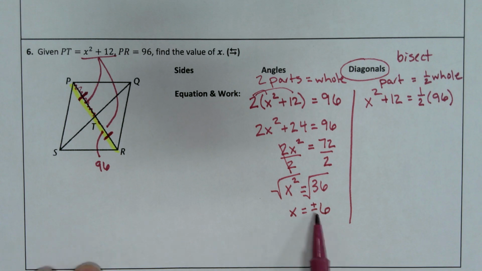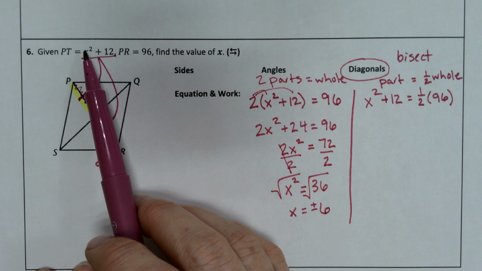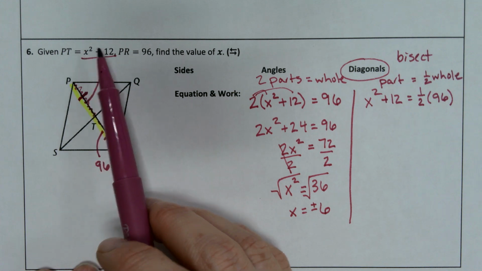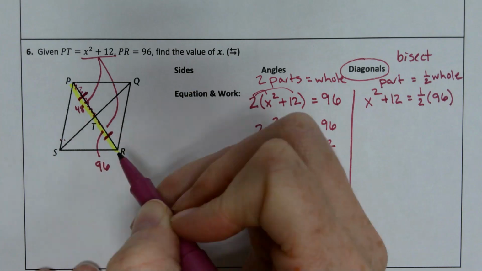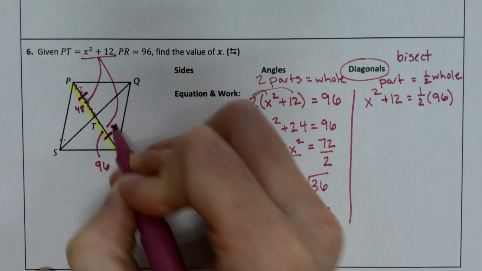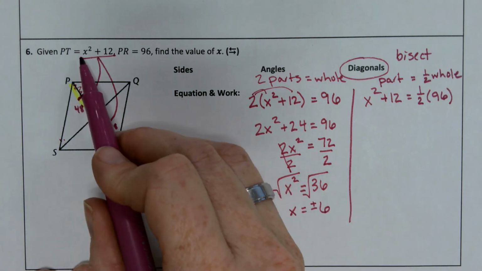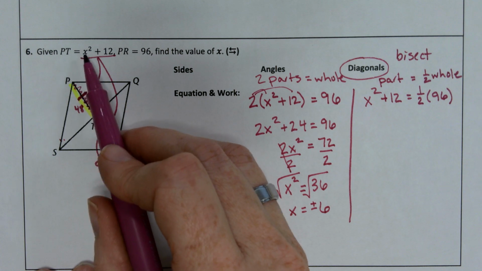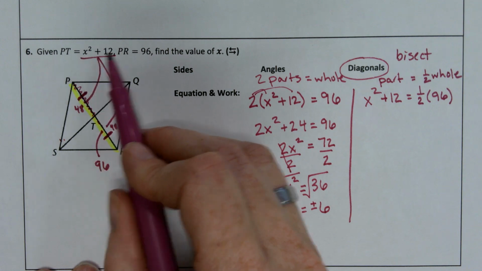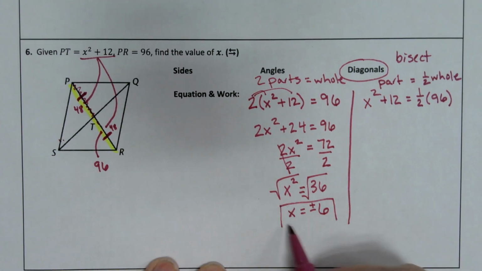If I imagine plugging that back in to make sure both answers work, positive 6 squared would be 36, plus 12 more would mean that this segment right here is 48. If this one is also 48, that would add up to be 96, so it looks like positive 6 works. If I do negative 6 squared, it's no different. Negative 6 times negative 6 is still 36, and 36 plus 12 is still 48. So both answers are acceptable for x.